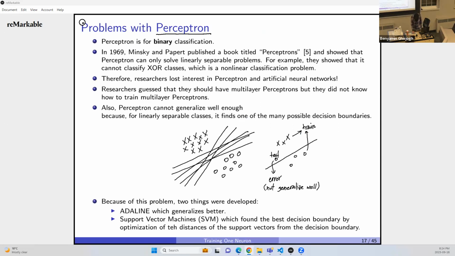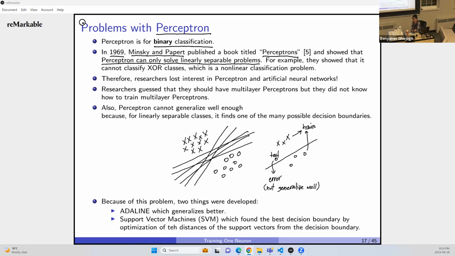Problems with Perceptron. Perceptron has problems. First off, we enumerate them here. It's just for binary classification. But one might say, if we have multiple classes, then we can consider pairs of classes. In 1969, Minsky and Papert published a book titled Perceptrons. After this, the interest in perceptron declined because they showed that perceptron has a lot of flaws. They showed that perceptron can only solve linearly separable problems.